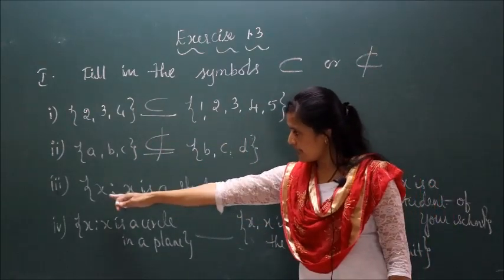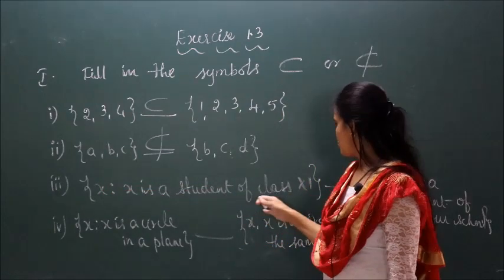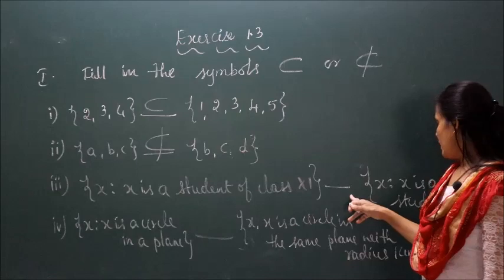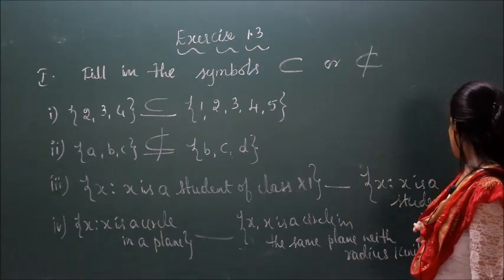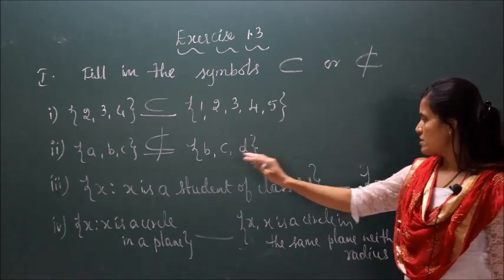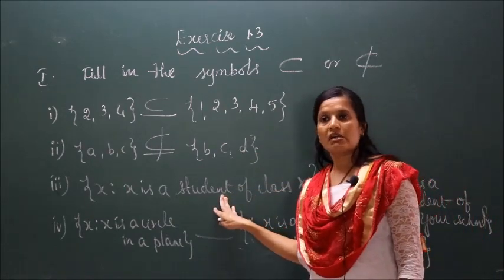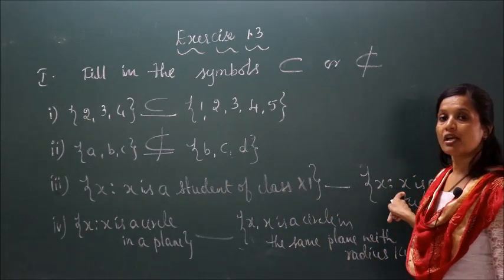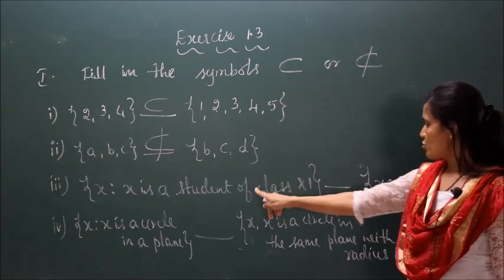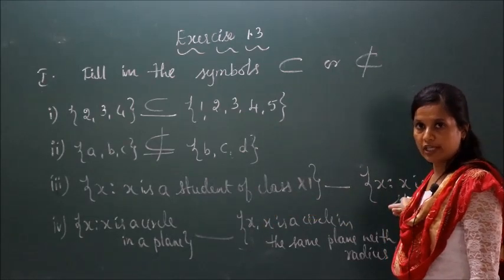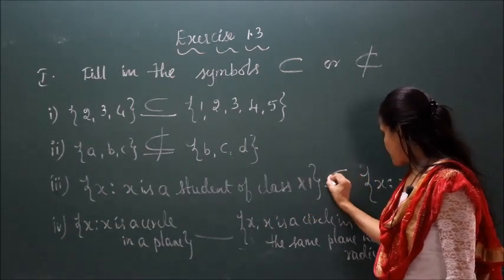Next, X is the set of all students of class 11. Here another set is Y, the set of all students of your college or school. This is the student of class 11. Here, the student of your college. So a student of class 11 is nothing but a student of your college. So it is a subset.